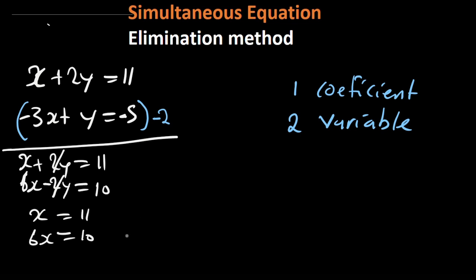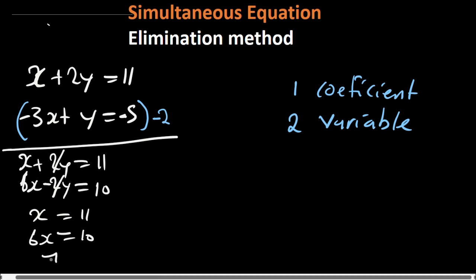Here, since we only have one variable remaining, we can add these since they are like terms. So 6x plus x, we have 7x equal to, what is 11 plus 10? We'll get 21. So 7x equals to 21. So we want to get x.